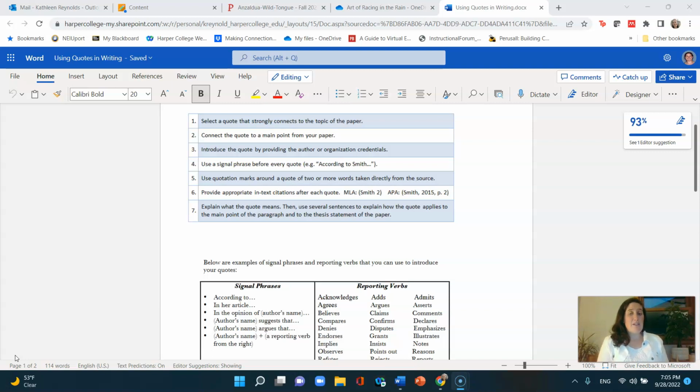But let's get started by reviewing this document that we started to study a little bit in our class on Tuesday. So remember that steps 1 through 4 happen before the quote. Step number 5 is going to be the actual quote, and step 6 and 7 happen after the quote. So that's kind of the quote sandwich. The middle is going to be number 5, okay? So step 1 is select a quote that strongly connects to the topic of the paper.